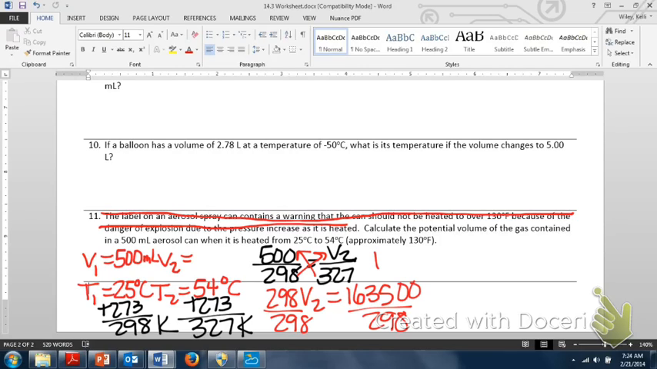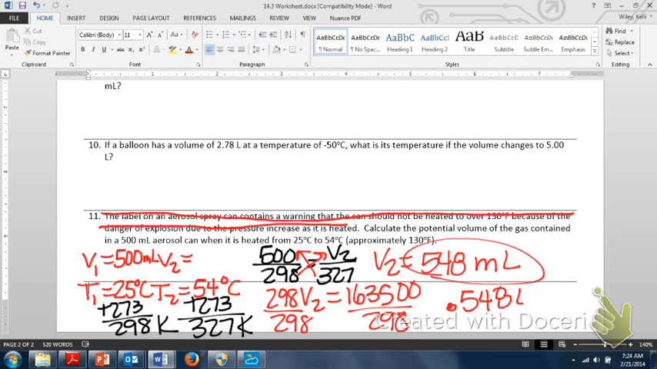And you get V2, I'll write it up here because I ran out of room on my screen, 548. Again, we used milliliters for the volume, so this answer is in milliliters. If you changed it to liters, this would be 0.548. Either one would be an acceptable answer. So that goes over some of the answers to help you out. Sorry about all the coughing.